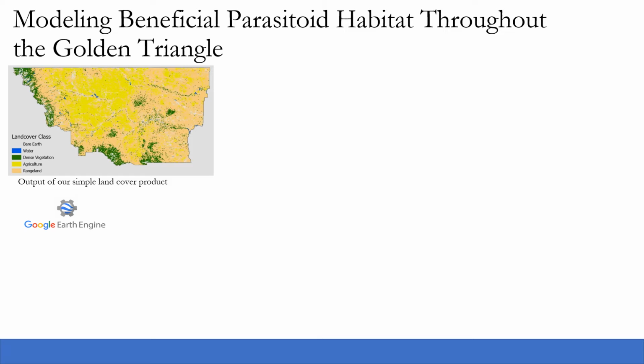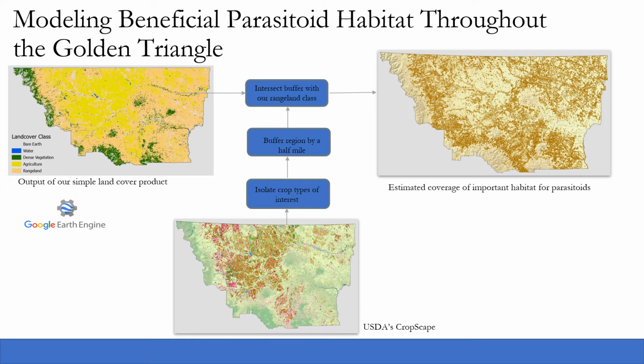We defined 5 classes so that we had just enough spectral differences to accurately isolate our class of interest for beneficial parasitoid habitat, which we called rangeland. Next, we used the USDA's product Cropscape to describe all agricultural lands that had the potential to harbor sawfly populations. We next buffered that region and intersected it with our parasitoid habitat class. A more in-depth overview of this work is also outlined in the presentation mentioned earlier. This is a work in progress and more study is needed to describe areas of habitat that are beneficial to parasitoids.